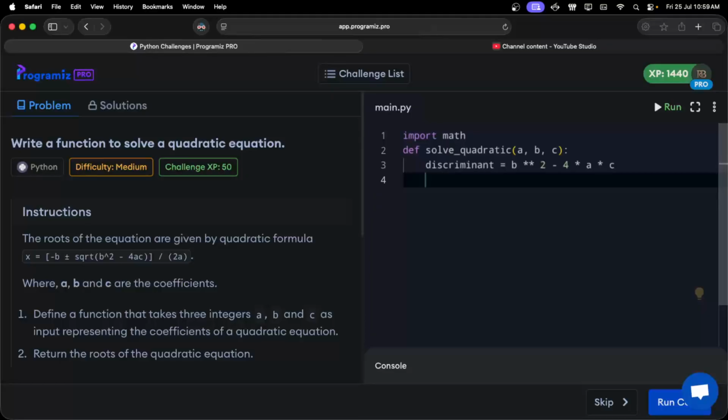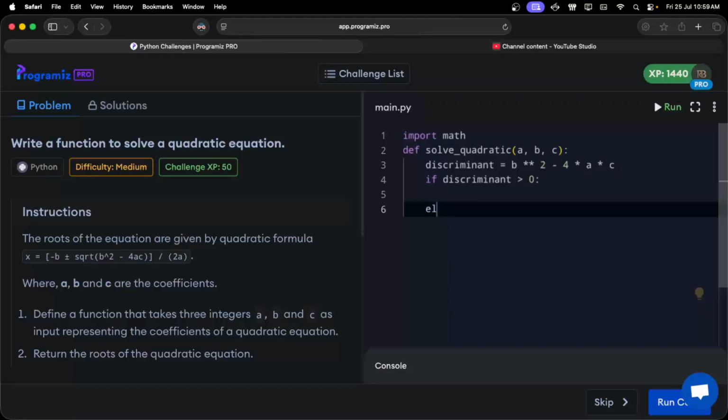So if the discriminant is greater than 0, what do we need to do? Greater than 0, right? So in that situation, b square minus 4ac, right? So even if c is 0, the constant is 0, then it will be solved. Let's just solve that as well.